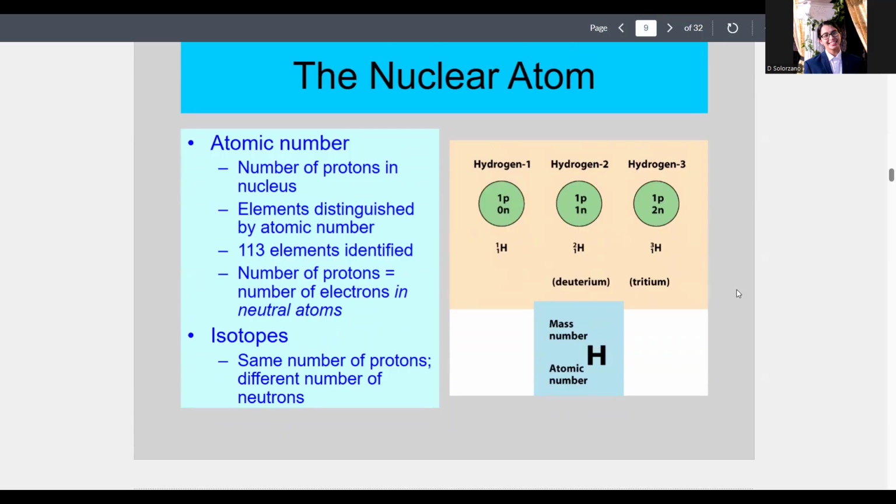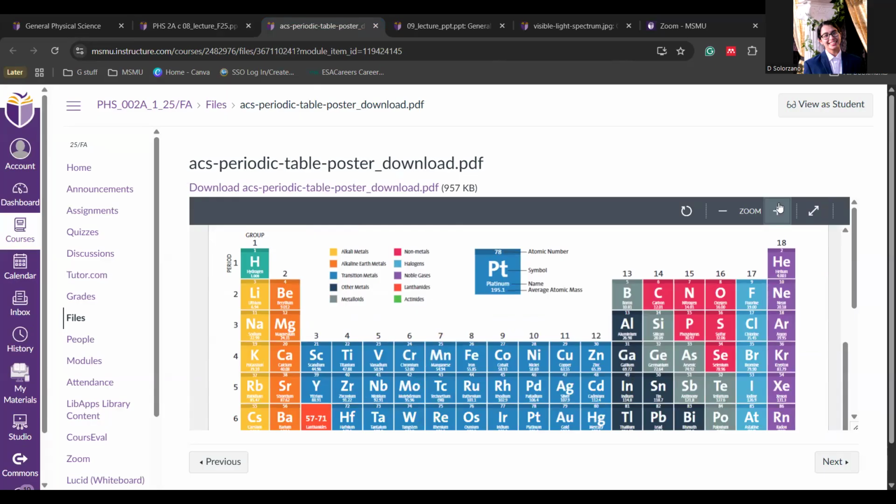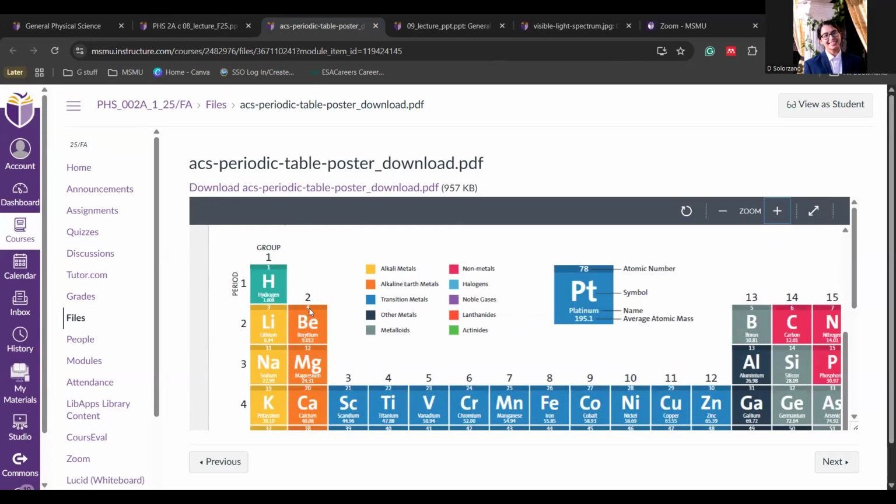The atomic number is the number of protons in a nucleus. This is something that you should 100% know. Atomic number, number of protons. You can find this on the periodic table. It's basically what we define the elements as. So it's like their little number.